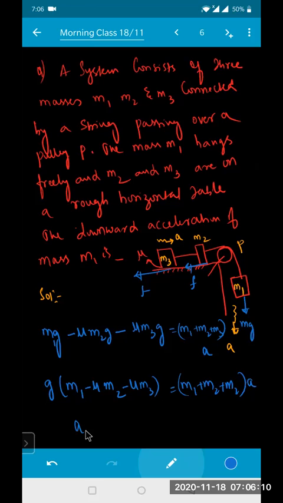If you simplify it, the acceleration a is equal to g into m1 minus mu into m2 minus mu into m3, divided by m1 plus m2 plus m3. So this will be the acceleration. I hope you got it.